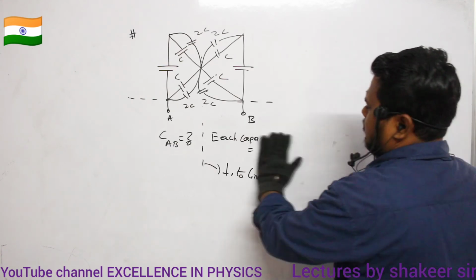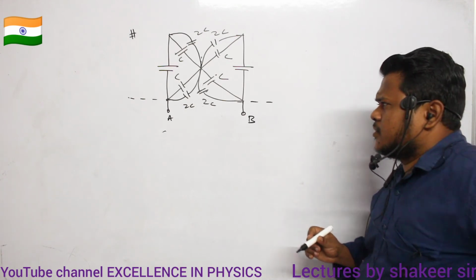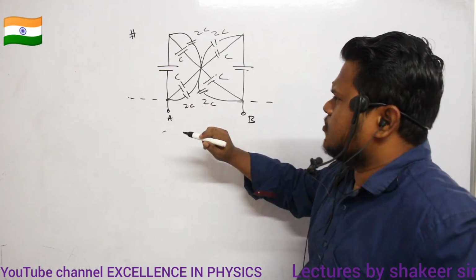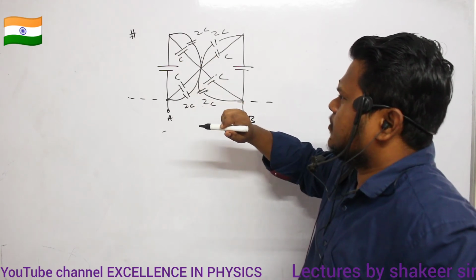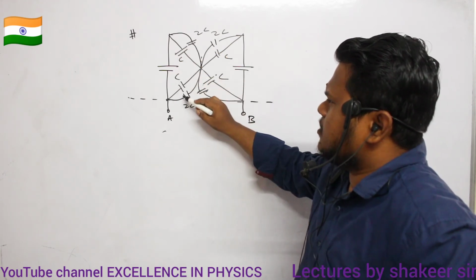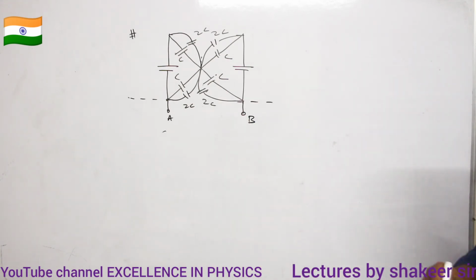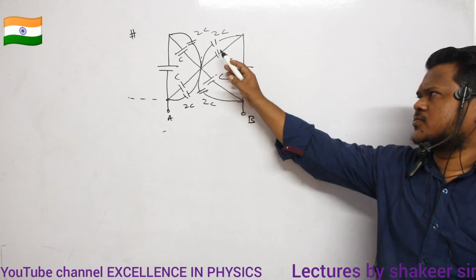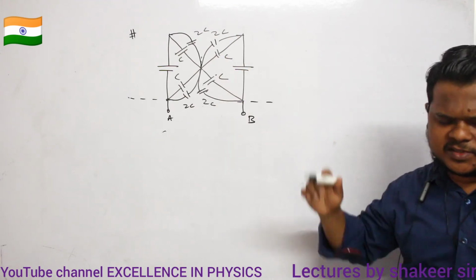Can I solve it or not? Clear? So solve this one. 2C and 2C, they are parallel to each other. 2C and 2C, again they are parallel to each other. So this total branch and this branch, they are again in parallel connection. Similarly, this 2C, this 2C, this 2C and this 2C also are in parallel connection. Okay, come on, solve this circuit and say the answer now.